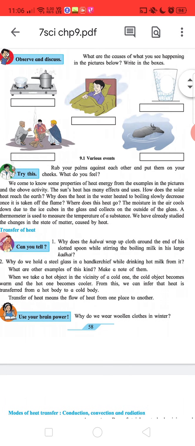When we take a hot object in the vicinity of a cold one, the cold object becomes warm and the hot one becomes cooler. From this, we can infer that heat is transferred from a hot body to a cold body. Transfer of heat means flow of heat from one place to another. Subheading: Use your brain power. Why do we wear woolen clothes in winter?